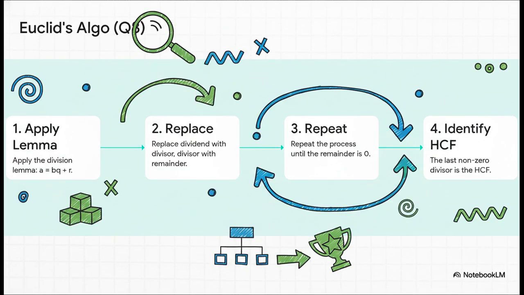Okay, let's break down that algorithm from question 8. Yeah, it might look a little complicated on the surface, but it's really just a simple rinse and repeat process. You apply the rule, you swap the numbers, and you do it again. The second your remainder hits 0, boom, you've got your answer. It's a perfect example of how a clear procedure makes a tricky problem simple.